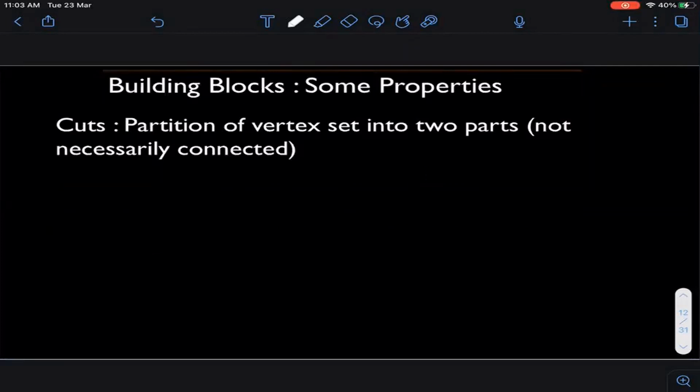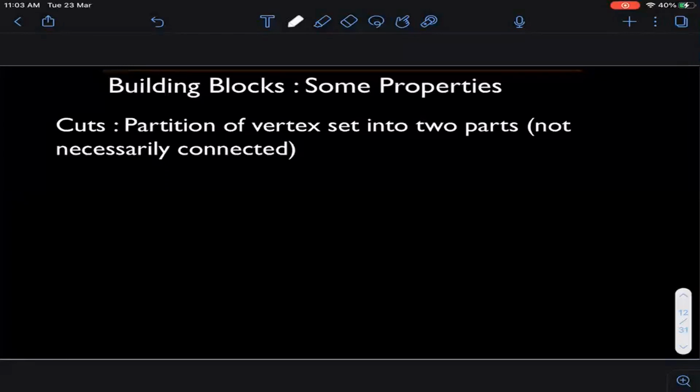Okay, so what is a cut in a graph? Well, let's say I'm given a graph. A cut is nothing but a partition of vertices. As simple as that. Please remember this definition forever. And there is no restriction on how these partitions look, except the fact that the partitions cannot be empty.